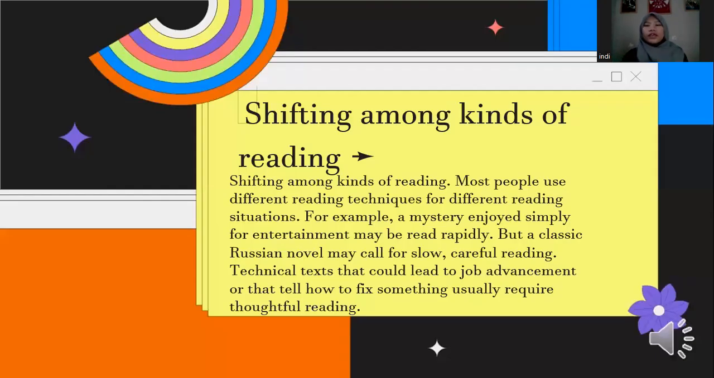Next is shifting among kinds of reading. Most people use different reading techniques for different reading situations. For example, a mystery enjoyed simply for entertainment may be read rapidly, but a classic Russian novel may call for slow, careful reading. Technical texts that could lead to a job attachment or that tell how to fix something usually require thoughtful reading.